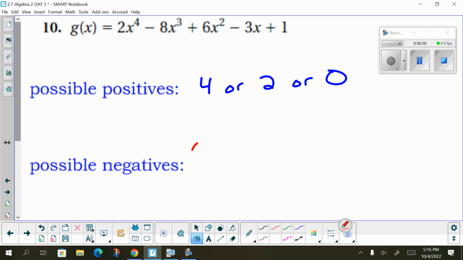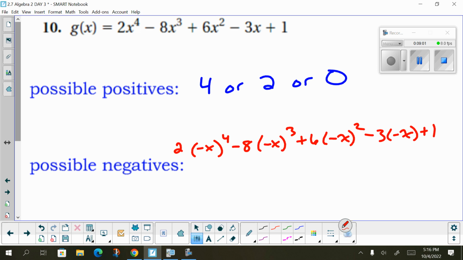For my negatives, here it goes. I'm going to put a negative x in everywhere I see an x. Ooh, that's a lot to simplify down.